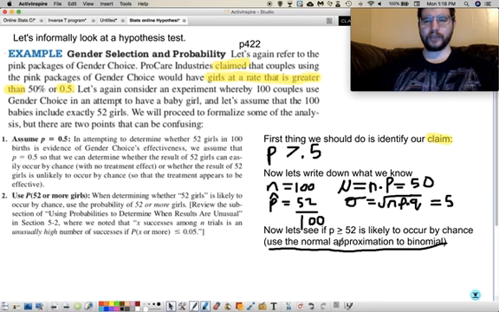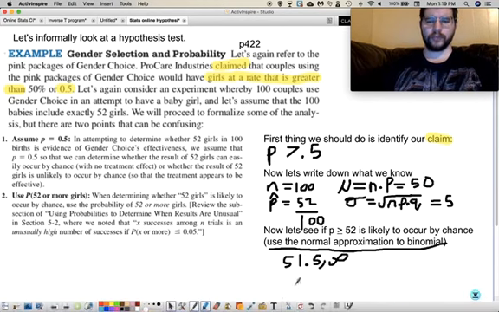Now we're using the normal approximation, guys, so we have to correct this 52 for continuity. So it's greater than or equal to, if you look back on that chart, that means we need to use 51.5 for our lower bound. And of course, infinity for our upper bound. That's what we're looking at. We're going to see how likely this is to happen with this mean and standard deviation.